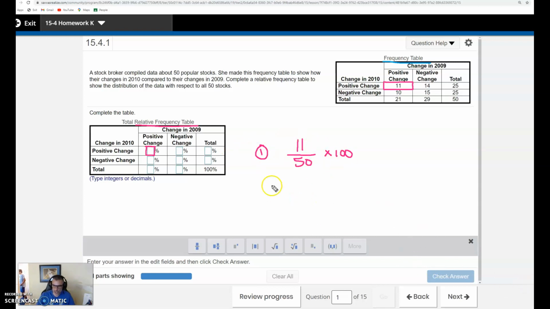All right, for step 2, you're going to get a decimal. So 11 divided by 50 is what? 11 divided by 50 is 0.22. And then if I multiply this by 100, anytime you multiply a number by 100, you just need to move the decimal point 2 to the right. There's 1, there's 2. So my answer is 22%. So 22% of the stocks had a positive change in 2009 and 2010. They went up both years. So that'd be 22.